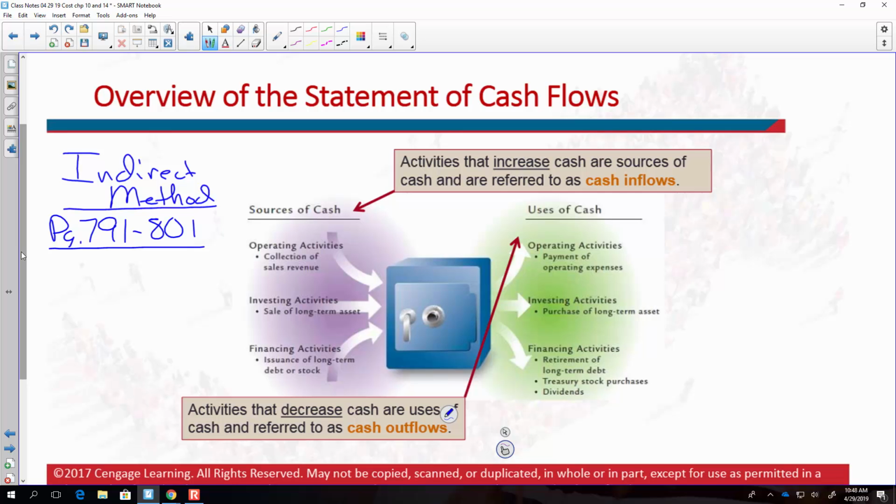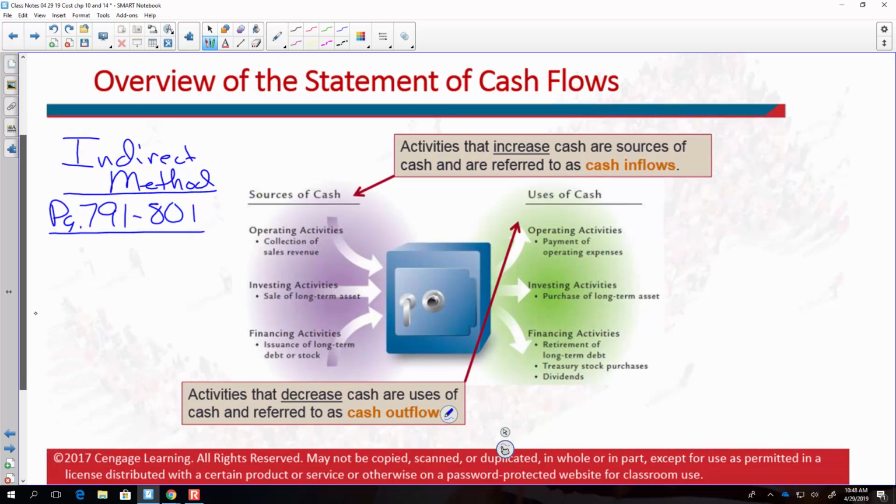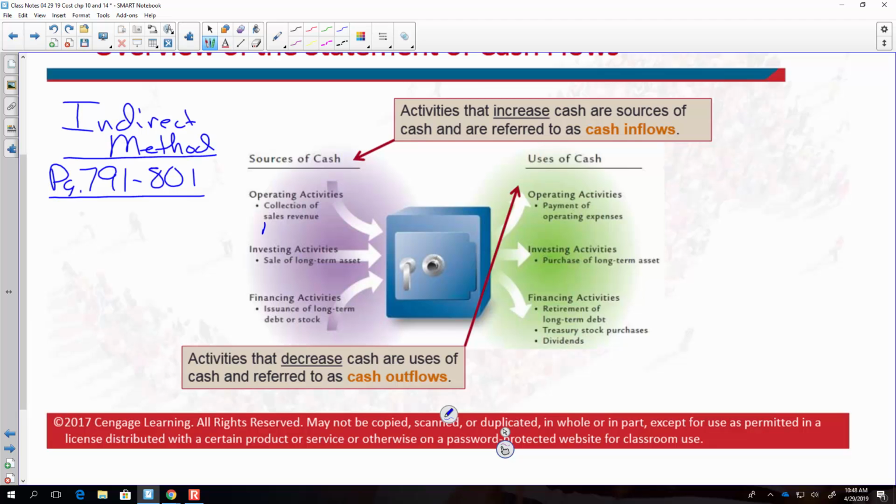As we know, we have sources of cash, principal being our net income, our operations, right? We have sources from investing and financing. Our uses of cash, obviously to pay our operating expenses, purchase long-term assets, and then again, financing.